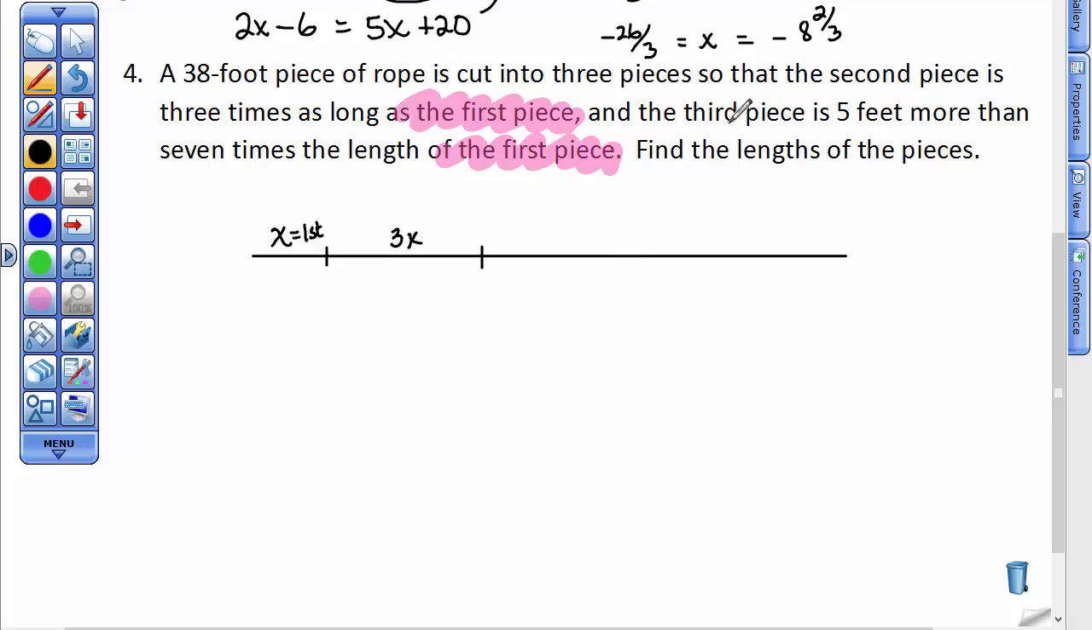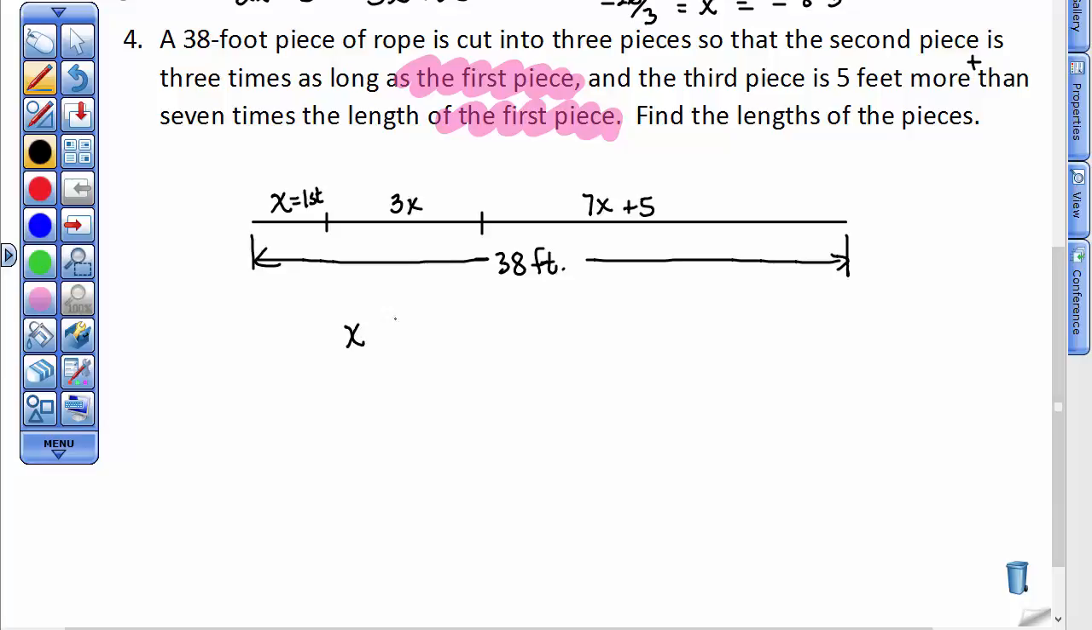This last piece, the third piece, is 5 feet more than, which means to add, 5 feet more than 7 times the length of the first piece. The first piece is X, so 7 times the length of the first piece, but 5 feet more than. And remember that the total dimensions of this piece of rope is 38 feet in length. So the sum of these 3 segments, the first one, the next one, and then the next piece, which is represented by 7x plus 5, has to equal 38.